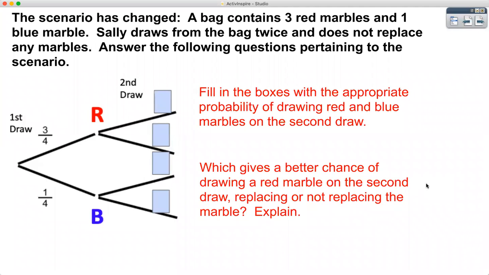Okay, now in order to fill in these boxes, we really need to remind ourselves how this whole tree diagram is working. So you'll notice that that 3/4 and the 1/4 has to do with the first draw, right? There is a probability of 3/4 such that a red will be chosen on the first draw. There is a probability of 1/4 such that a blue will be chosen on the first draw.